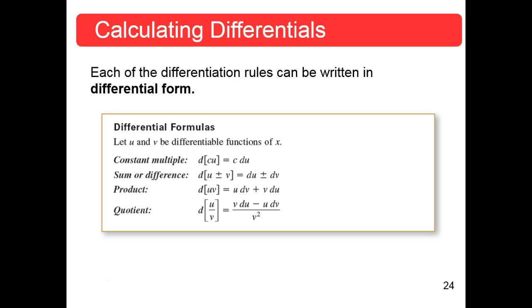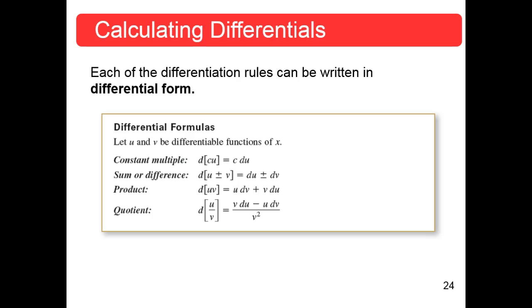Your product rule, d of uv, was u prime v plus v prime u. Yeah, same thing here. The only thing is you just leave off the dx in the denominator. u dv plus v du.